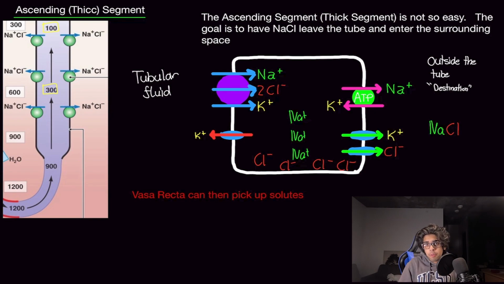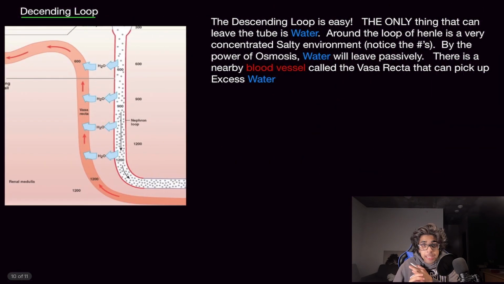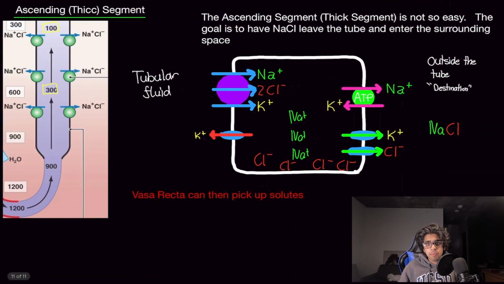So that's basically the loop of Henle. All you really need to know is that it's all basically controlled through a salt gradient, osmolarity and stuff. So know the numbers, know the relative numbers, and the lower you go, the more concentrated it gets. And know the ascending loop and what basically causes, how do we actually get sodium chloride outside the cell.